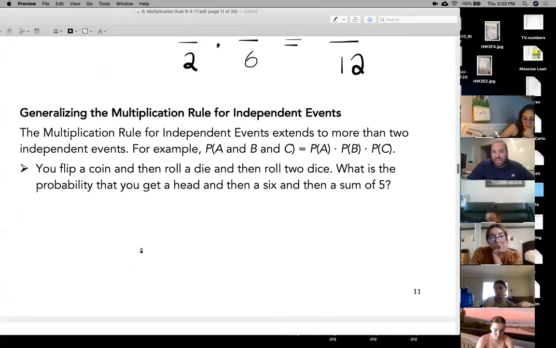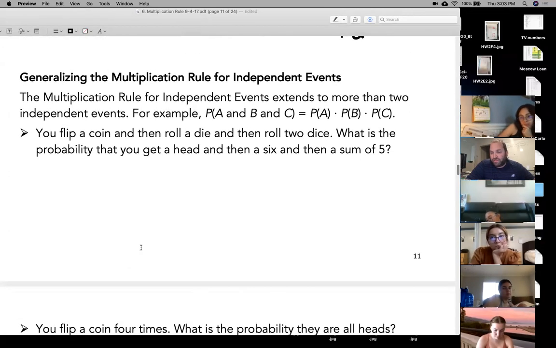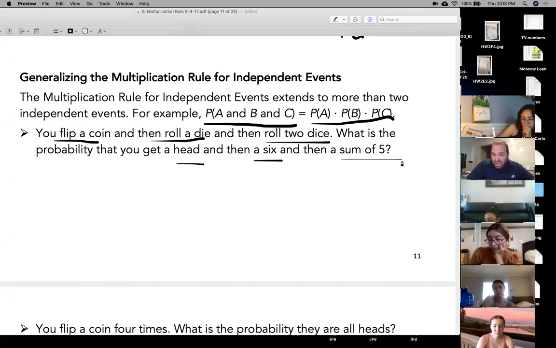Okay. And this applies for more than 2 events, right? As long as they're independent, you can extend it. A, B, and C, 3 events, just multiply each of their individual probabilities. So for example, you flip a coin, you roll a die, and then you roll 2 dice. 3 different events. And the question is, what is the probability to get a head, a 6, and then a sum of 5? So first event, 1 out of 2. 1 out of 6. And 5 out of 6.